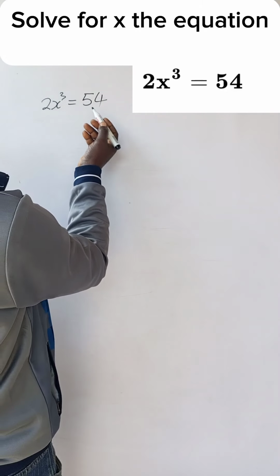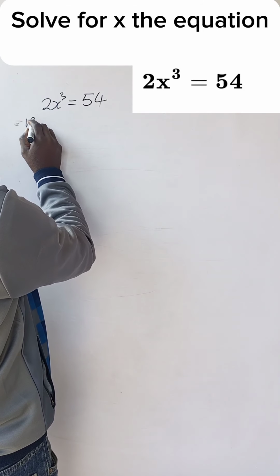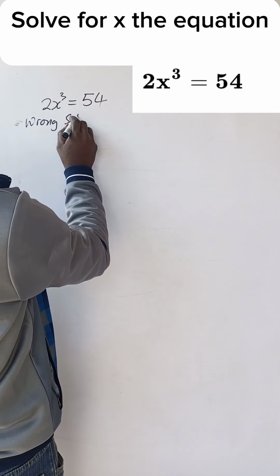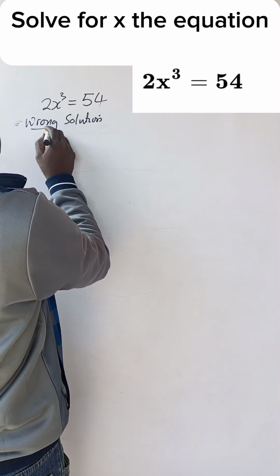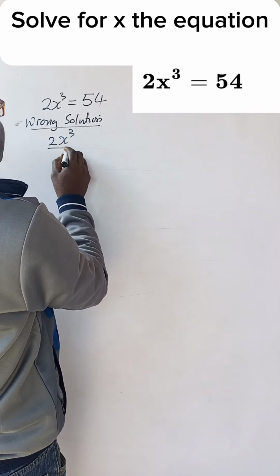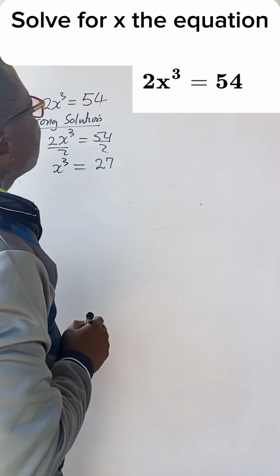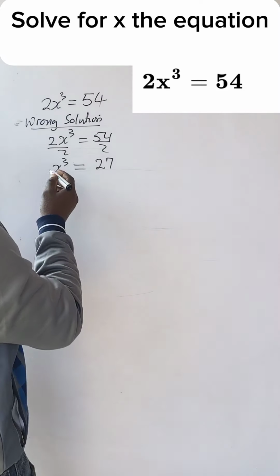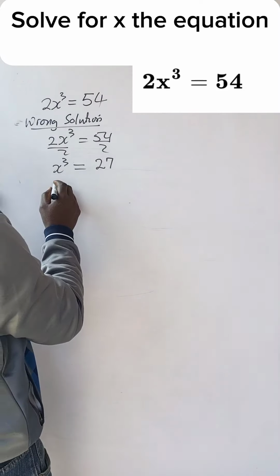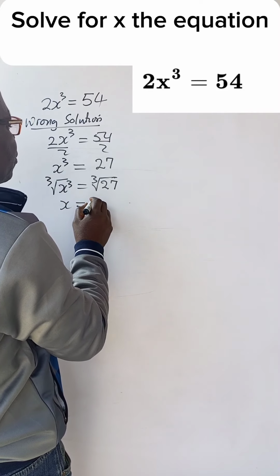But there is a common error that some people will make. Let's see the wrong solution. At this level, someone will divide both sides by 2 to obtain x cubed is equal to 27. And then from here, they take the cube roots of both sides to obtain x is equal to 3.